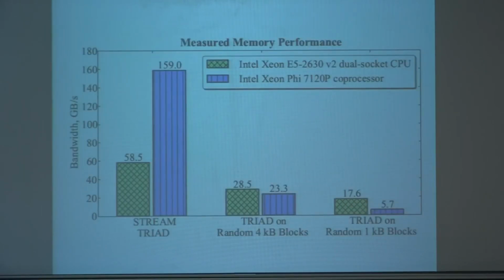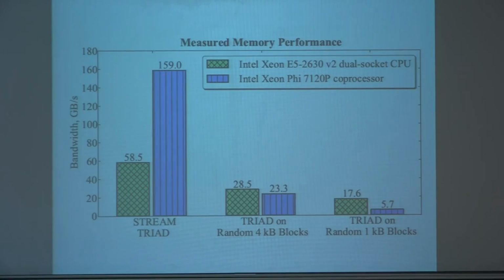So this is a picture of memory performance, same two systems. The stream triad is that benchmark of adding two vectors together. You can see that the memory performance is much higher for this Xeon Phi than for the Xeon CPU.